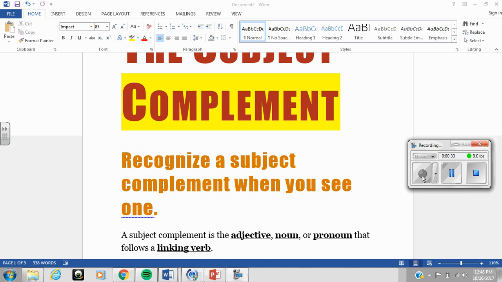So subject complements can be adjectives, nouns, and pronouns, and they follow linking verbs. So, much like direct and indirect objects follow action verbs or transitive verbs, all subject complements follow linking verbs. So, we're going to have to recall exactly what a linking verb is and what it does.